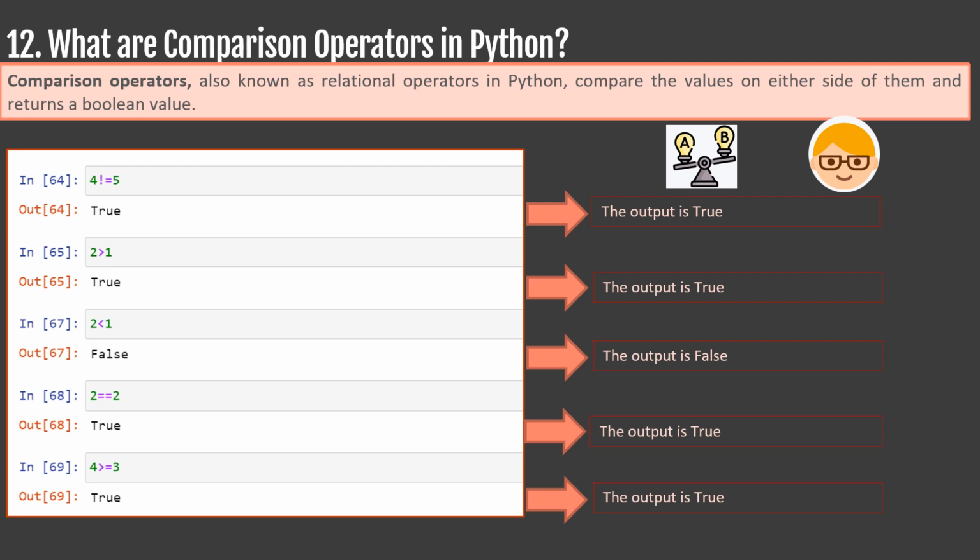Less than sign. 2 is greater than 1, hence the output is false. Equal to sign, and 2 equals 2. Hence the output is true. Greater than or equal to sign. 4 is greater than or equal to 3. Hence the output is true.